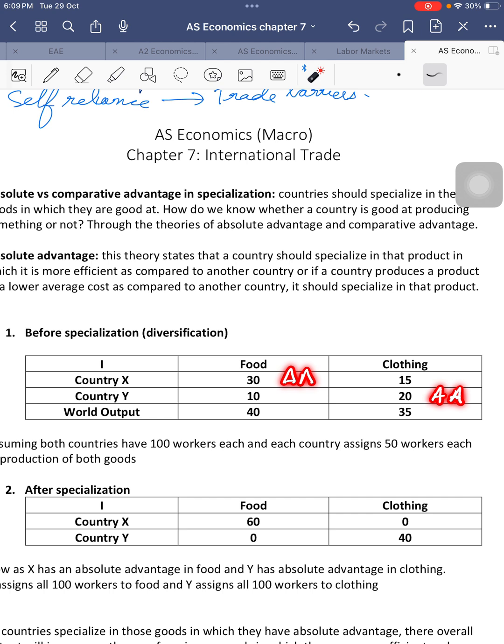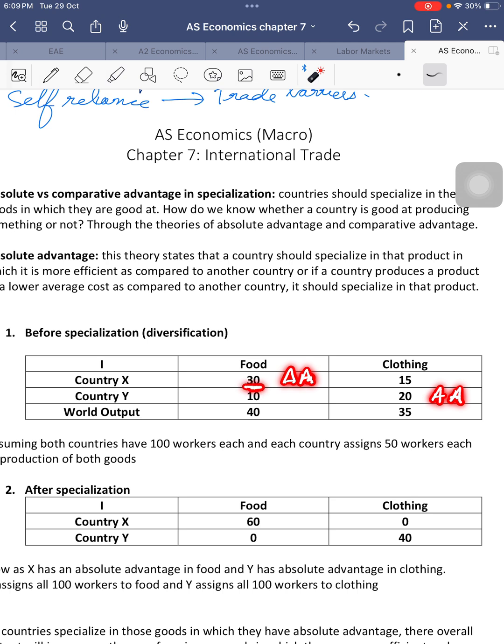Therefore, country X will specialize in the production of food, which means if half of the workers are able to produce 30 food, then with specialization, every resource will now be allocated to the production of food.